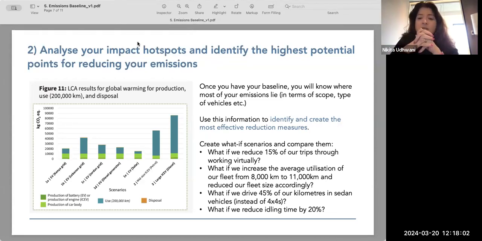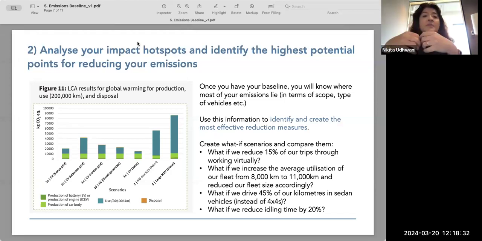Another example is, what if you drove 45% of your kilometers in smaller vehicles, in this case sedans, instead of 4x4s? Or the last one, if you are using vehicle tracking systems and you have some insight, what if you reduced your idling time by 20%? What would that do to your current fleet emissions? So there are probably more what-if scenarios. This is just an example for you to get some ideas.